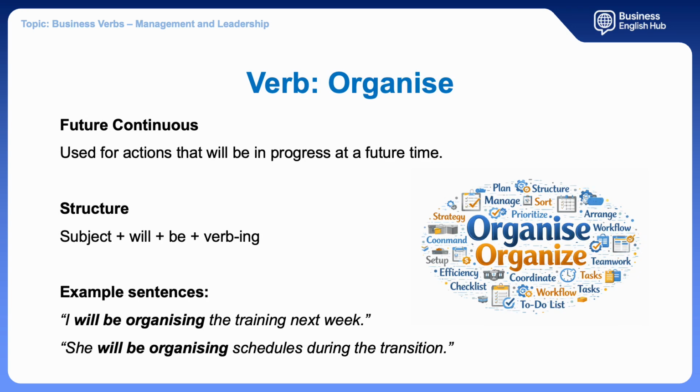We use the future continuous of the verb organise for actions that will be in progress at a future time. The structure for this is subject plus will plus be plus verb ending in ing. Example sentences include: I will be organising the training next week. She will be organising the schedules during the transition.